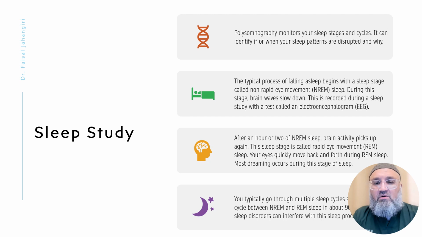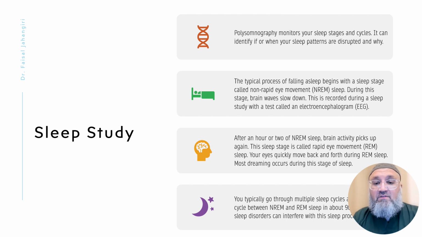So PSG monitors your sleep stages and cycles. It can show how many cycles you have per night. It can identify when your sleep patterns are disrupted and why they are disrupted, what different movements you are making, how you are waking up, and which stage of sleep you are in.